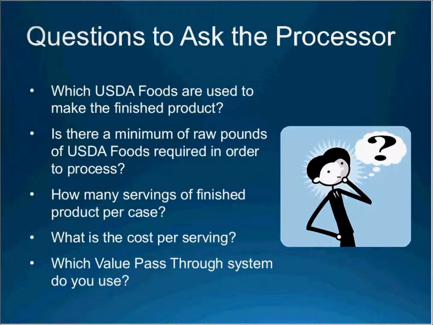Many processors have tools available to help you plan menu items and to help you figure out how much USDA foods to use. This is important when deciding how much USDA food to divert to your processors. Cost is a factor in choosing menu items. You will need to ask the processor the cost per serving to determine if you are able to afford an item. It is also important to know which value pass-through system your processor uses, since knowing this will help you ensure you are receiving the discounted price or the rebate for USDA Foods.